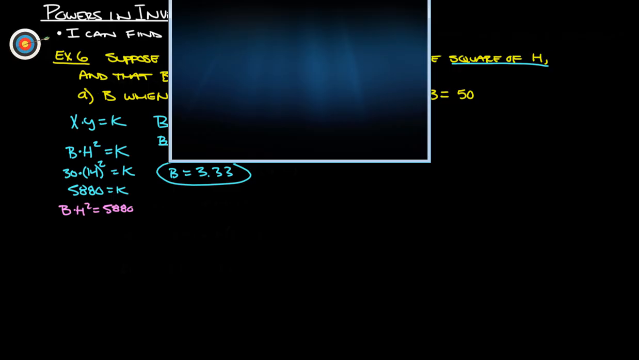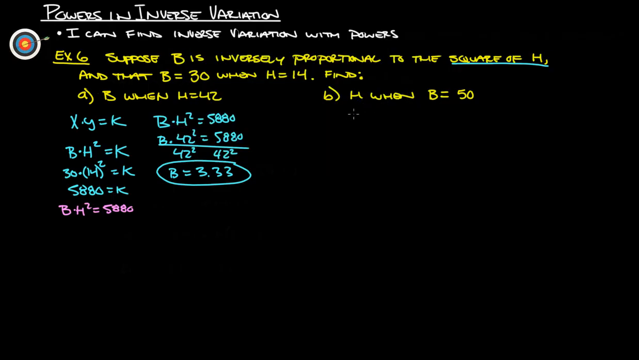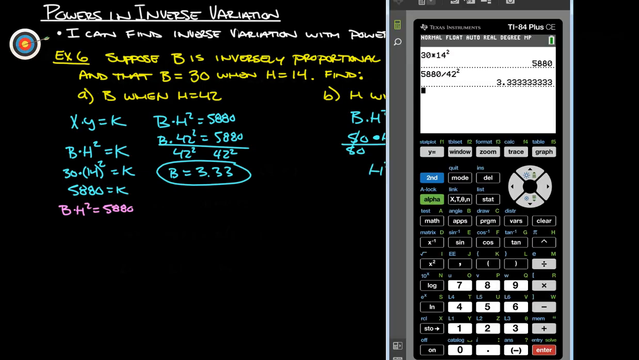All right. So let's take a look at this one. h when b equals 50. So again, our formula b times h squared equals 5880. So our b is now 50, times h squared equals 5880. So we'll divide both sides by 50, and that will tell us what h squared equals.